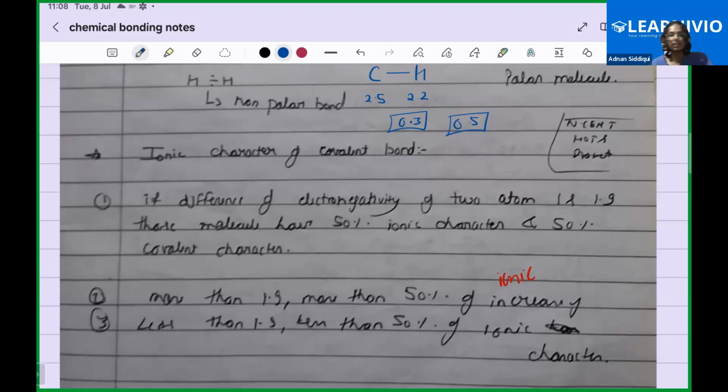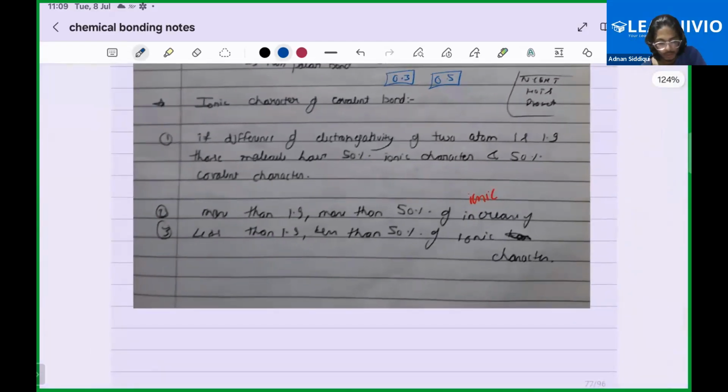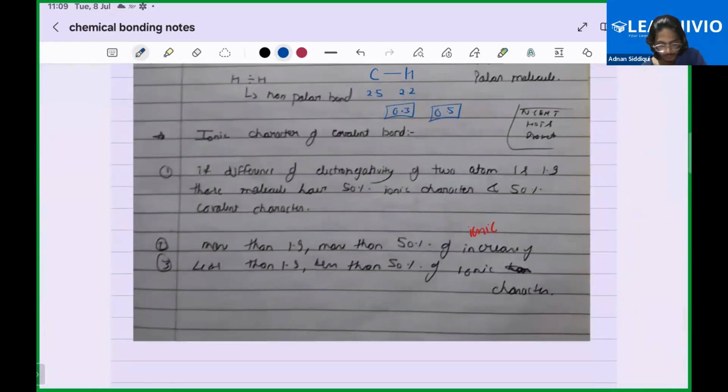Okay, so let us talk about ionic character of covalent bonds. Is that difference 1.9 or 1.5? It is 1.9. Okay, so let us see what is ionic character of a covalent bond. If the difference of electronegativity of two atoms is 1.9, those molecules have 50% ionic character and 50% covalent character.